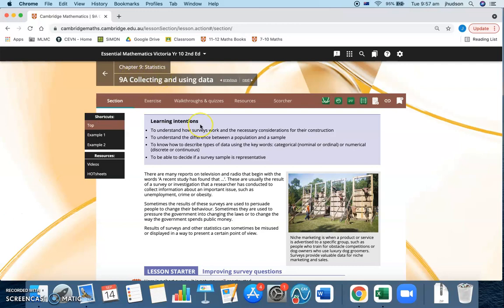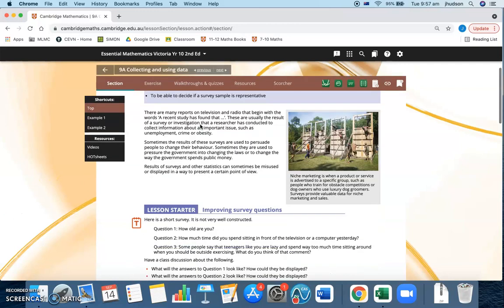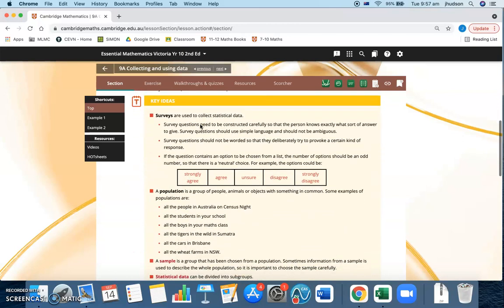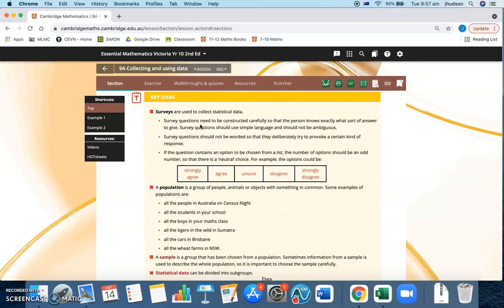We're going to start with 9A, which is collecting and using data. What I might do, instead of writing stuff down, is just go down and talk about some of the key ideas that we have in our book. So you'll see some of the highlighted terms here. They can be pretty important when it comes to stats. So I just want to talk about each of them a little bit.